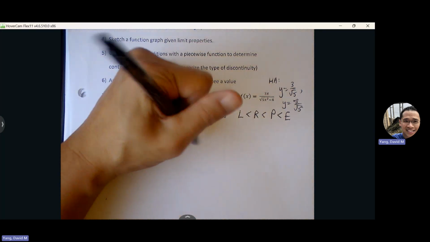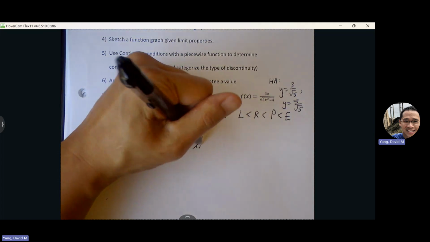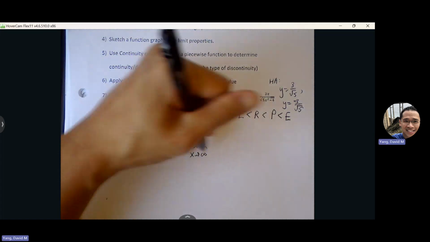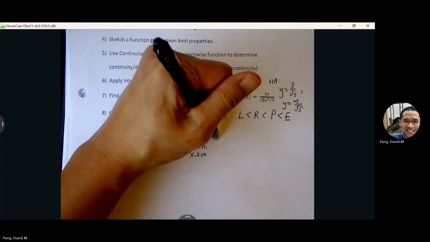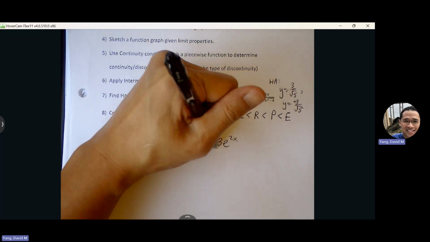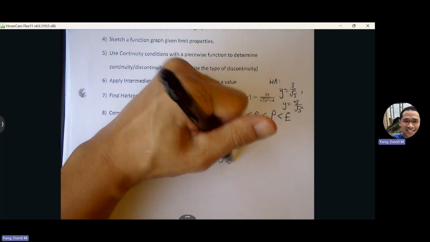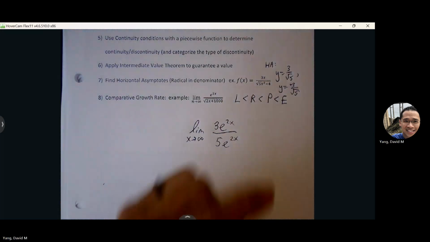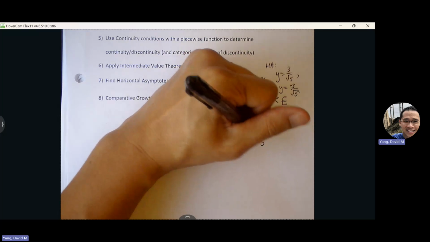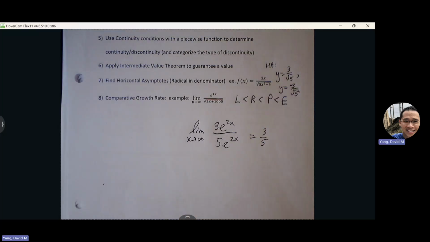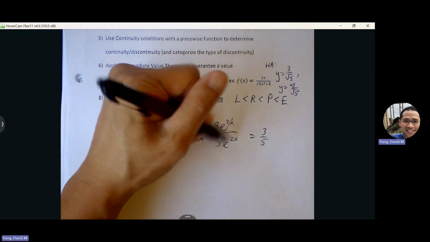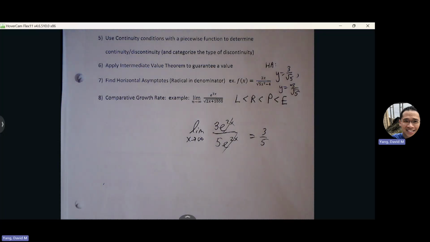Yeah, so probably won't give a problem like this, but if I had 3e to the 2x over 5e to the 2x, then that's just going to be equal to 3/5. Also, you won't need limits here because these just cancel out. That only happens if it goes towards infinity or negative infinity. Yeah.